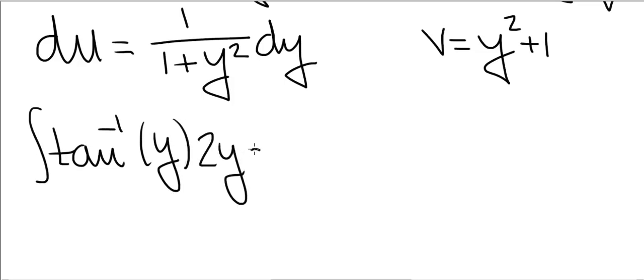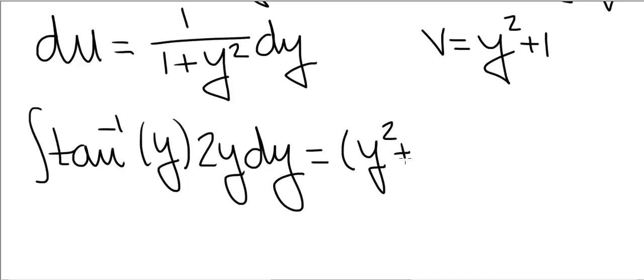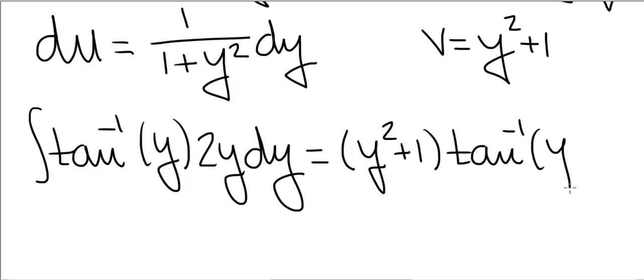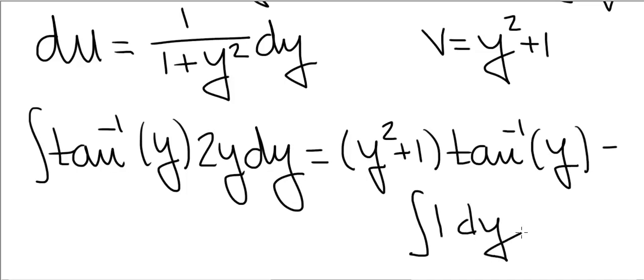Now with this, the second integral will become trivial, and so the integral of inverse tangent of y times 2y dy, with the selection of u, v, du, and dv, becomes u times v, that is y squared plus 1 times inverse tangent of y, minus the integral of v du. And the integral of v du is just 1 because y squared plus 1 divided by 1 plus y squared is 1. And so the integral on the right is extremely easy to evaluate. And now we're almost done.